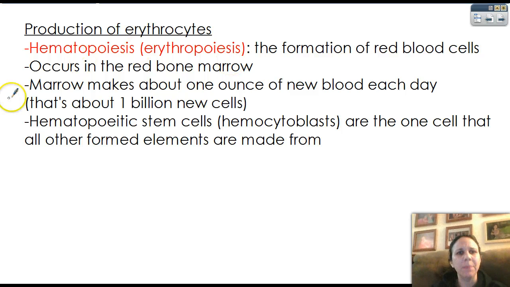Still, it's really loud. Your bone marrow makes about an ounce of new blood each day. That's about 28 grams. So, just a small amount, maybe about 20 mils or so. That's about 1 billion new cells, though, each day.